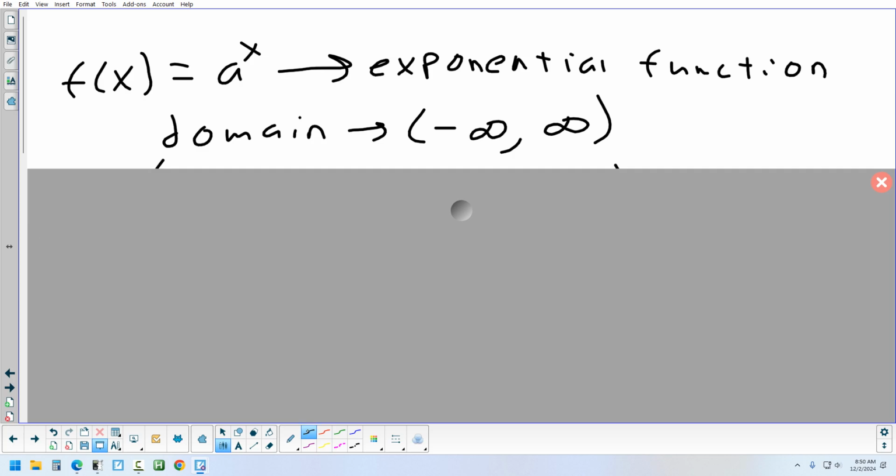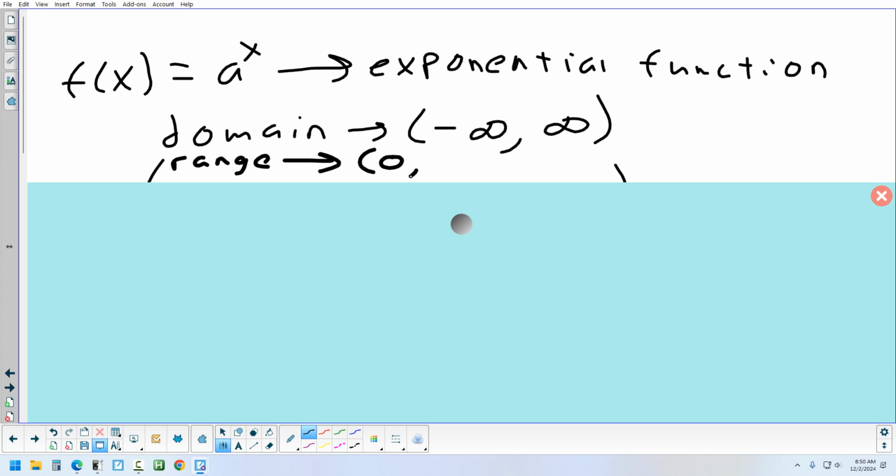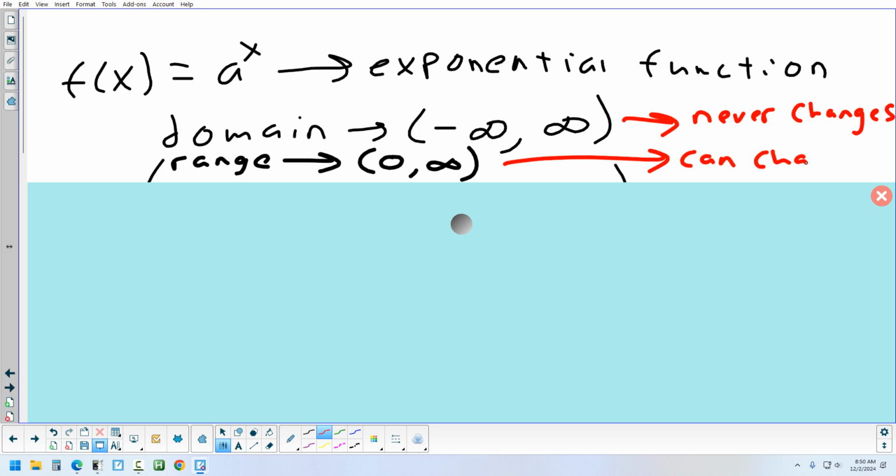Actually, let me write that down. So the range is from, we said, getting close to 0, but not including it, up to infinity. For this one, I'm going to put never changes. Okay, no matter what you do, that one never changes. This one can change. Okay. How could it change?